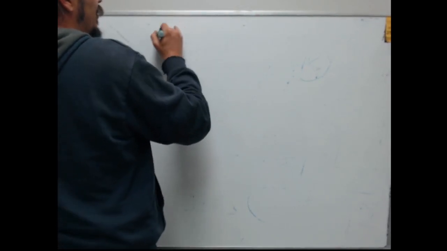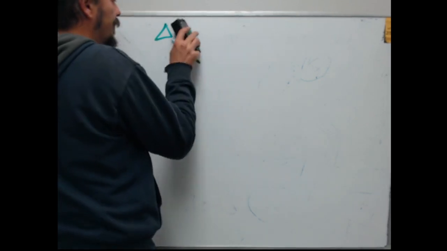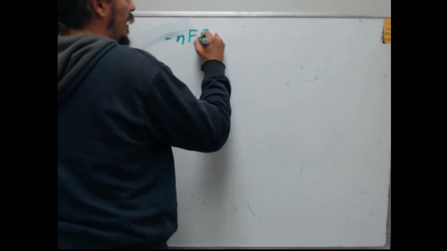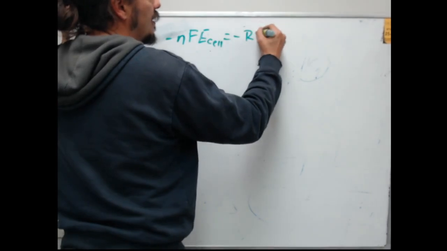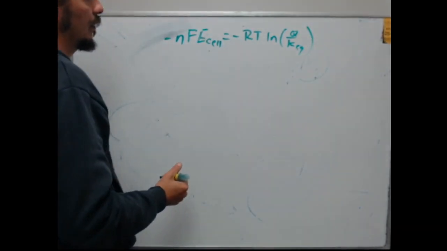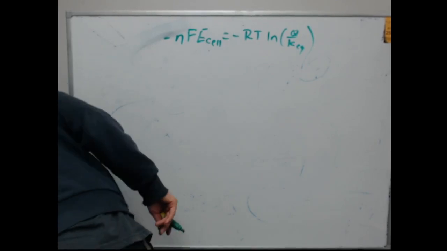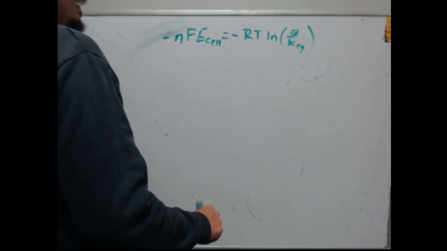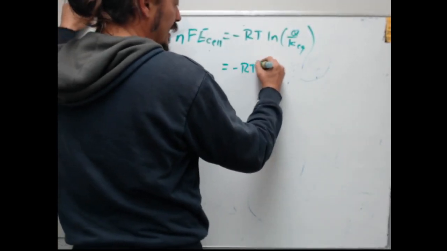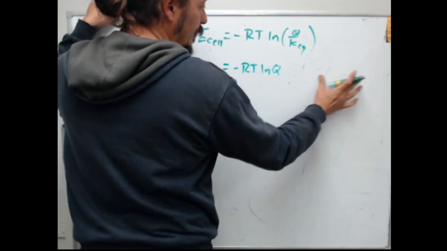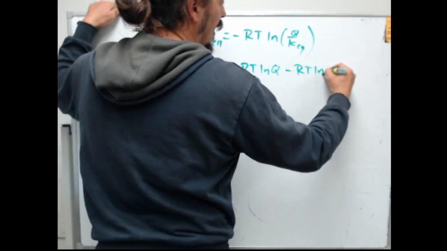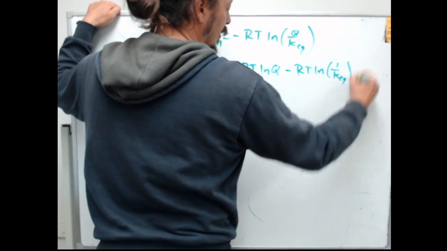So we have this situation. We have delta G. Negative nF E cell is equal to negative RT ln Q over K_eq. What we can do is a little bit of a rearrangement. I'm going to use some natural log rules over here. I'm going to have negative RT ln Q minus RT ln 1 over K_eq.